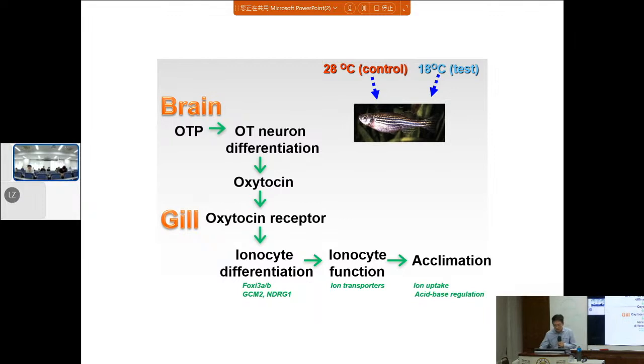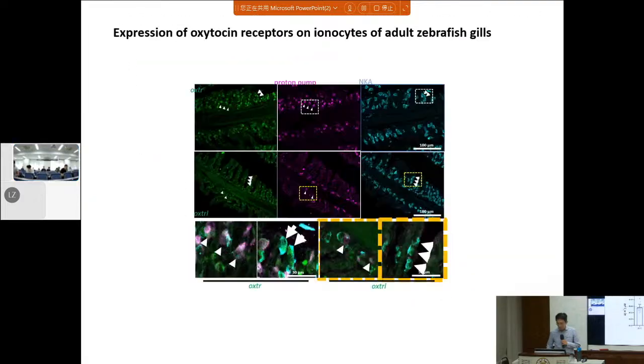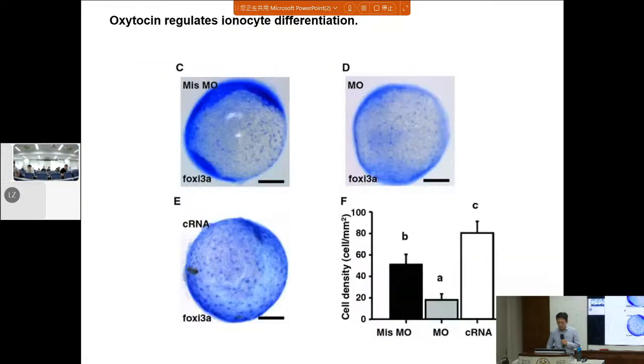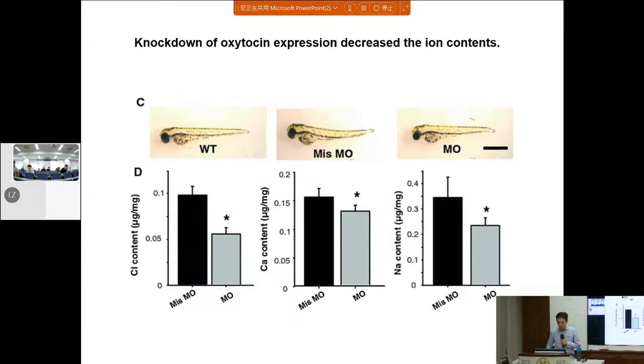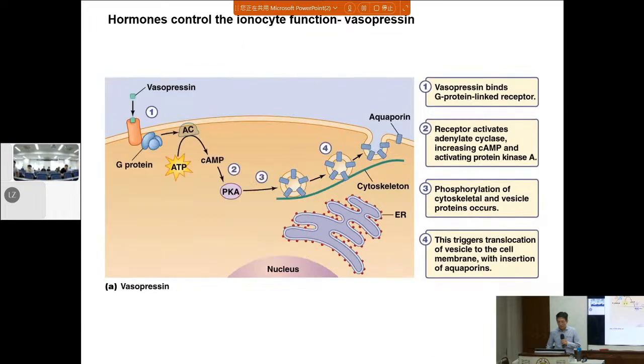Thanks to the vasopressin, we have the presence of aquaporin. So I wonder if this process is reversible. If we don't have the vasopressin anymore, is the aquaporin still maintained in the cell membrane?